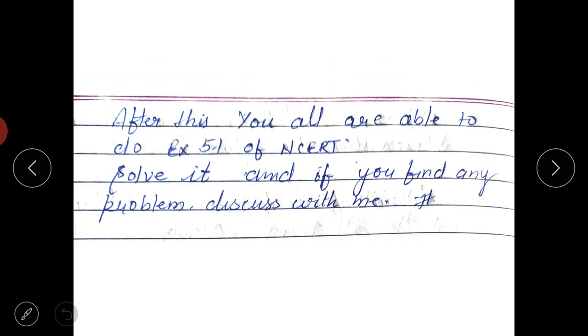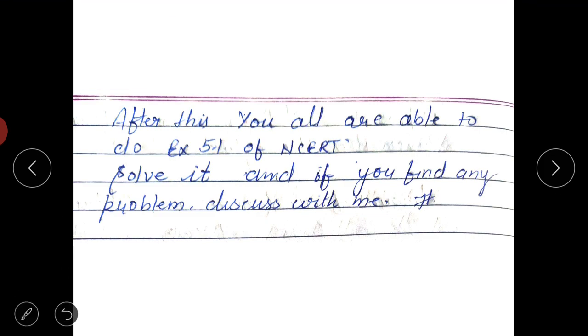So these are the most important questions. After this we are able to do exercise 5.1 of NCERT. Try to solve it first, and then give me the problem. We will take up your problem and share it.